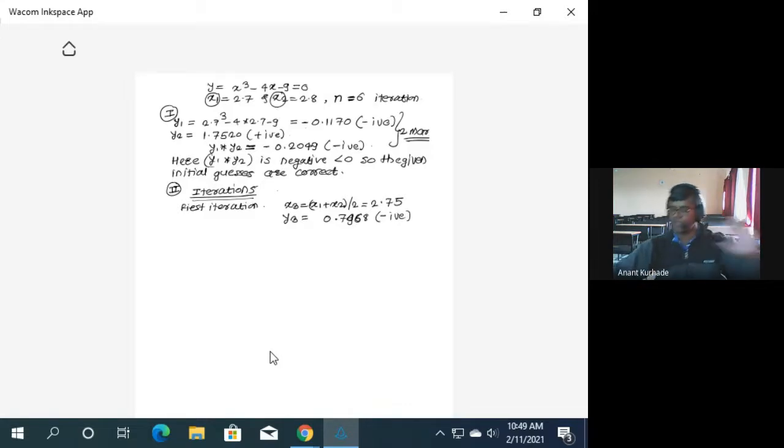Now stop here. Don't check the sign of y3 now. We can check the sign of y3 with y1 and y2 in tabular form. Don't perform the second, third, fourth iteration. We can show all the iterations and check the convergence condition, that means we check the sign of y3 with y1, y2 in tabular form.